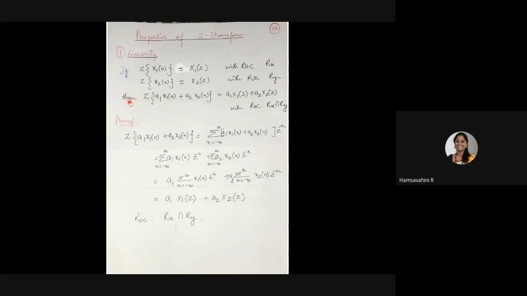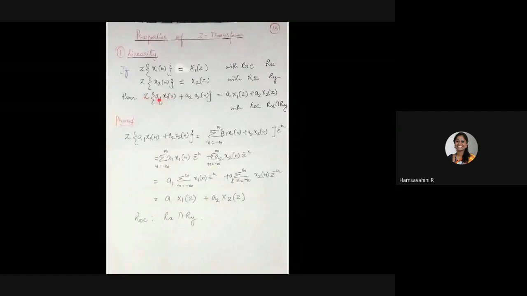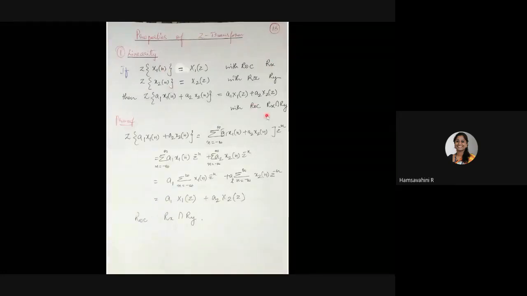Suppose I apply the Z transform on a weighted sum of two discrete time signals, that means the Z transform of A1 x1 of n plus A2 x2 of n. Then the Z transform will be represented by A1 X1 of z plus A2 X2 of z, whose ROC is nothing but the intersection of the two ROCs, Rx and Ry, of x1 of n and x2 of n. Okay, now we'll prove this.